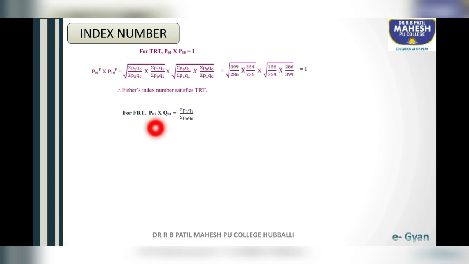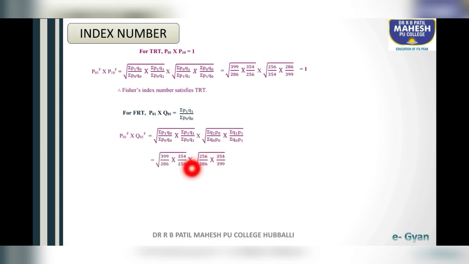Condition of FRT is P01 into Q01 is equal to summation P1 Q1 divided by summation P0 into Q0. Okay, write the terms of P01. So these are P01 terms, Fisher's index number formula. Same as it is, Q01 means Fisher's quantity index number. This is Fisher's price index number, this is Fisher's quantity index number. So now you substitute the values, right here as it is, and these are Fisher's quantity index number values right here.